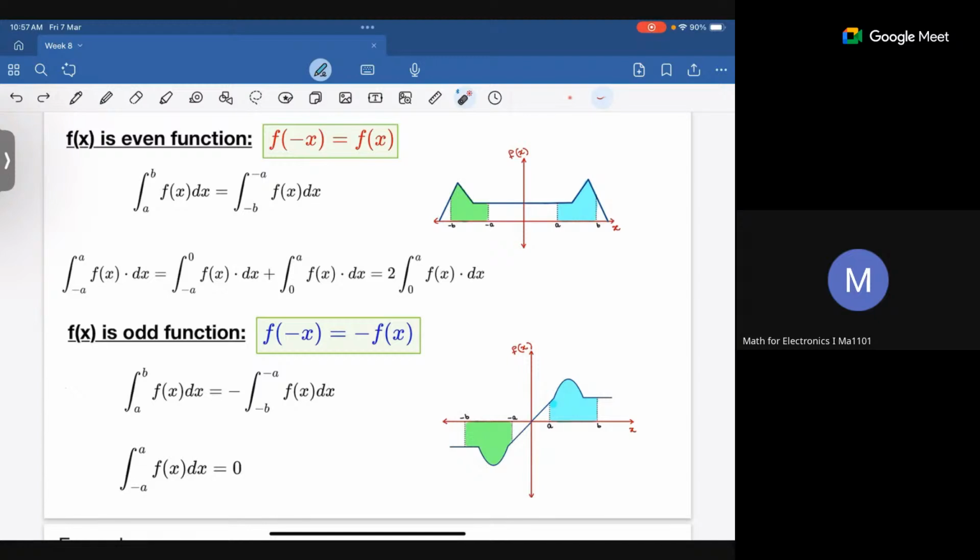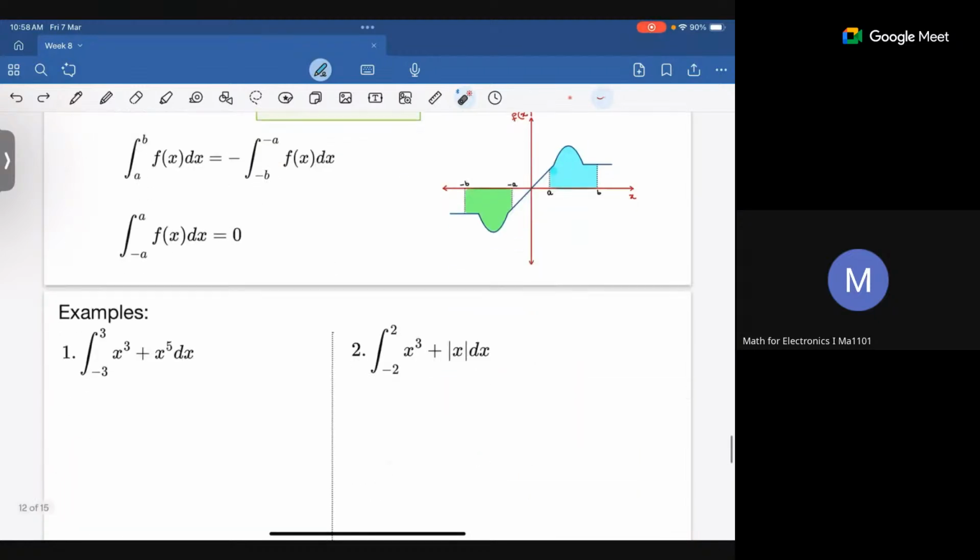If you have an odd function, the properties are really interesting. The integral a to b of f of x dx will be minus the integral from minus b to minus a of f of x dx. And if you compute the integral from minus a to plus a of f of x dx, it will simply be 0, because whatever area you have on the left side will be the negative of the area on the right side, because this will be on the downside and that will be on the upside. Okay. So this property is really interesting and it will help you in solving problems. Right? So something like this.